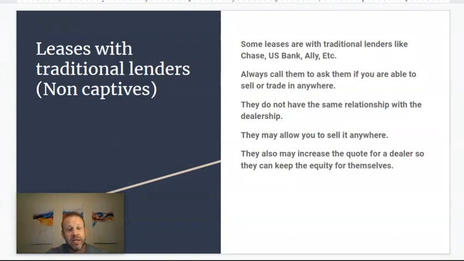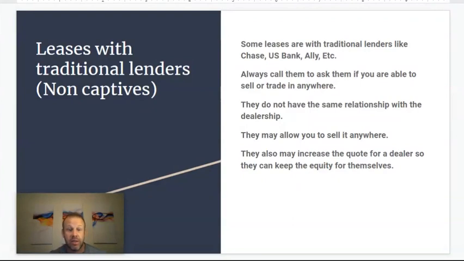So you're probably asking yourself the same question: can I sell or trade in my lease and take out this equity? And how do I figure out what I'm allowed to do? So just like all the other times before, you always want to call your leasing company and ask them. So if you have a lease with Chase Auto Finance, call Chase Auto Finance and ask them, are you able to sell or trade your car into any dealership or are there restrictions?